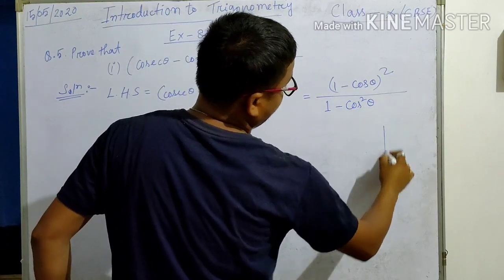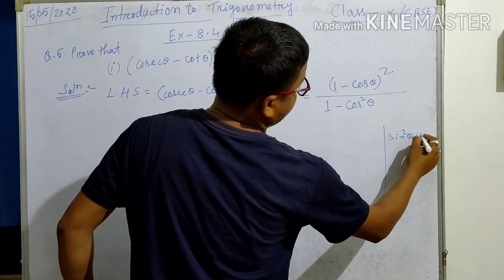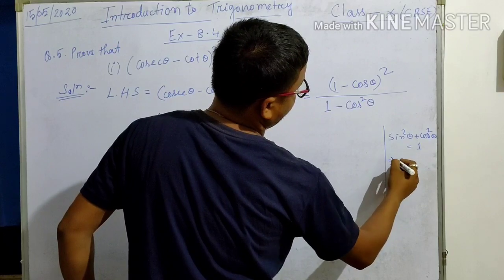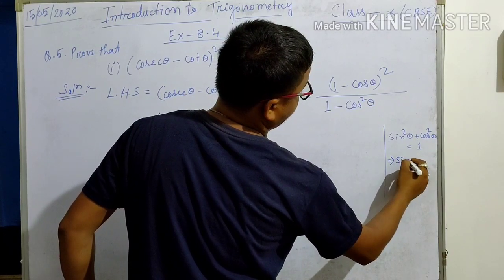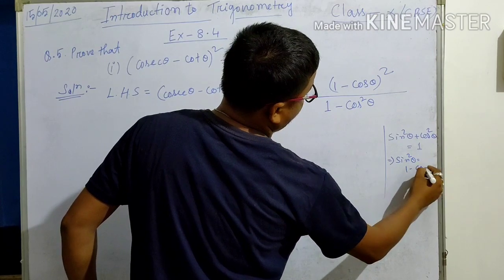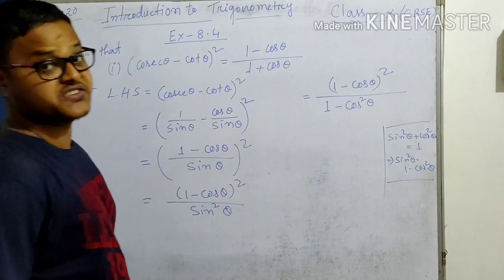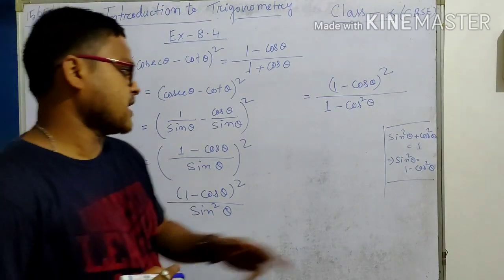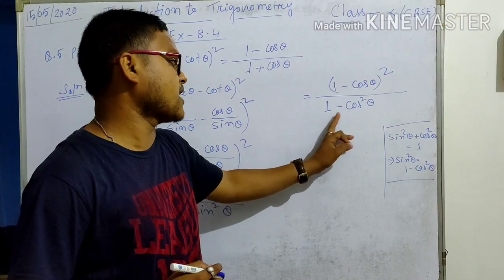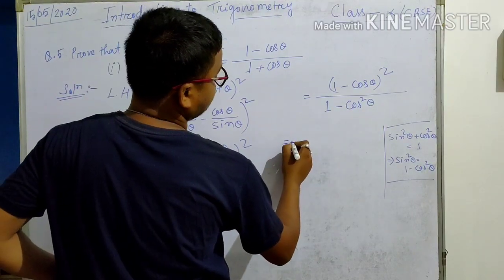Why? We know one identity, that is sin square theta plus cos square theta is equal to 1. From here you can find sin square theta is equal to 1 minus cos square theta, by applying this identity, identity number 1. So by applying this identity we get sin square theta is equal to 1 minus cos square theta.